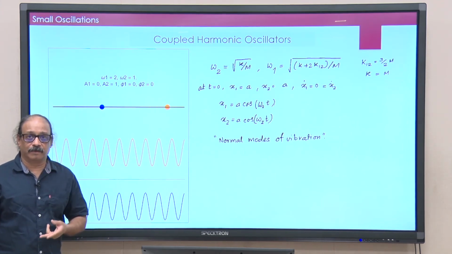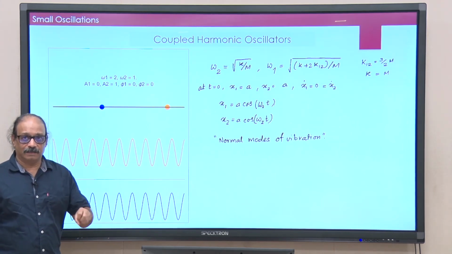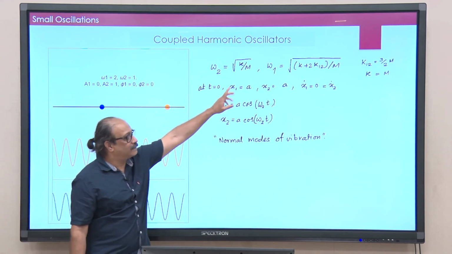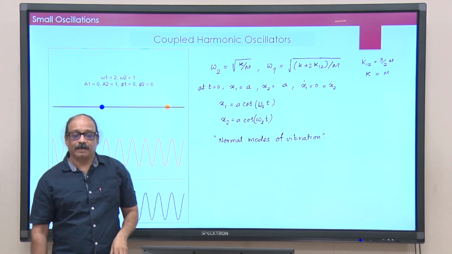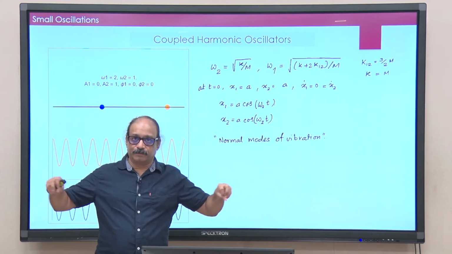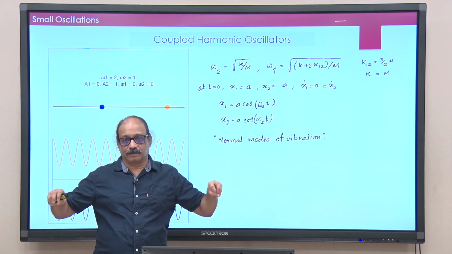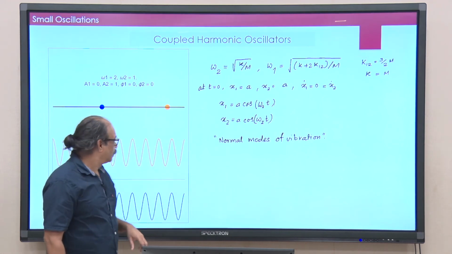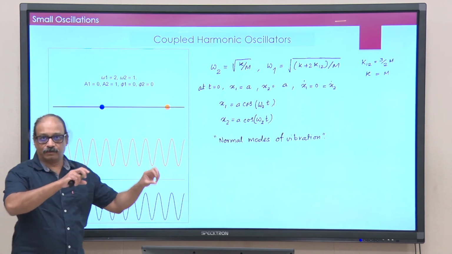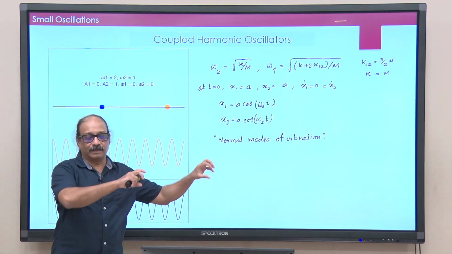So, there are two normal modes of vibration, each with its own unique frequency: omega 1 for the first mode, omega 2 for the second mode. In the first mode, the two particles move away from each other or move towards each other. In the second one, they move together towards one side and then to the other side.